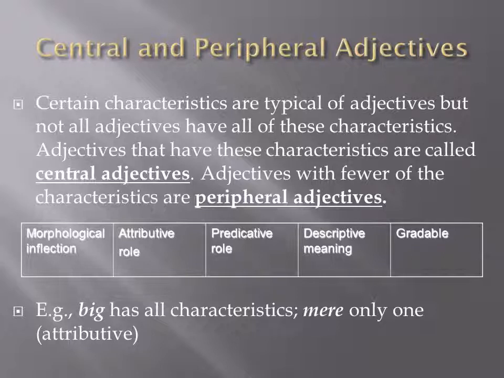To be honest, it's not all that critical that you're able to say, well, this adjective is a central adjective. What's more important is to be able to identify and to share with your students ways that they will be able to tell what characteristics are appropriate for which adjectives. They talk about this, I think it's on page 189 in the book, and they give a really nice chart that helps you see the morphology, whether it can be attributive or predicative, how descriptive it is, and whether it's gradable. And the word big has all of those characteristics, whereas the word mere only has one. So you can see that there is quite a range.